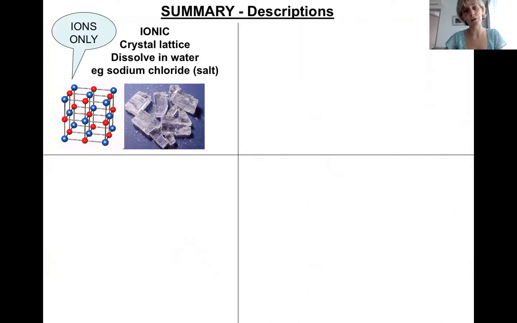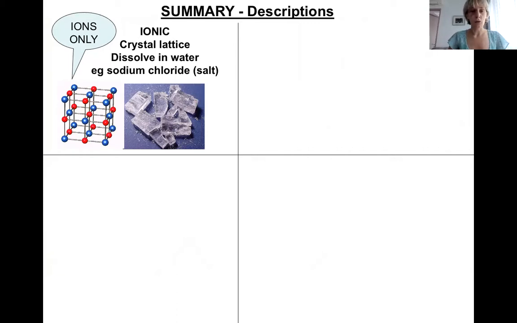So in summary, for our giant ionic structures, there are only ions in our giant ionic lattices. So you cannot talk about atoms or particles or electrons. There are only ions. The electrons have already moved, like we looked at when we did ionic bonding. They have transferred from one atom to the other to form the ions in the first place. So the electrons are not moving anymore. Only the ions can move when you dissolve or melt them. They have a crystal lattice, a repeating structure, and most dissolve in water like sodium chloride.